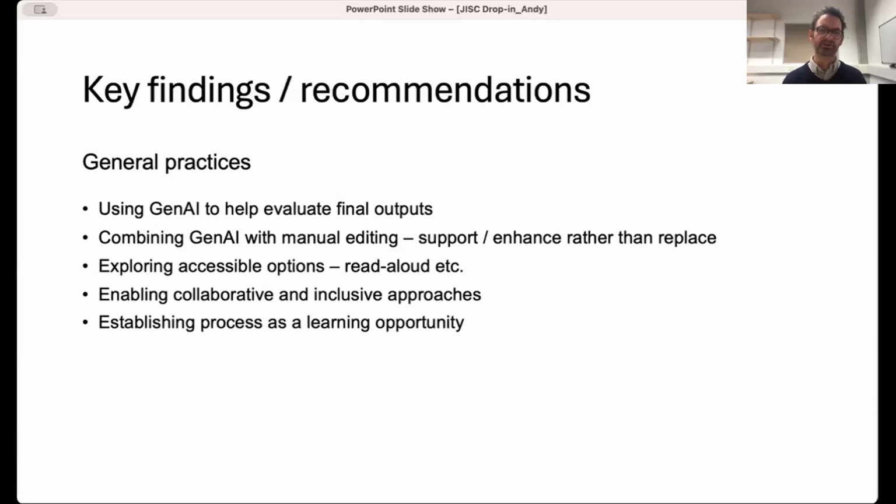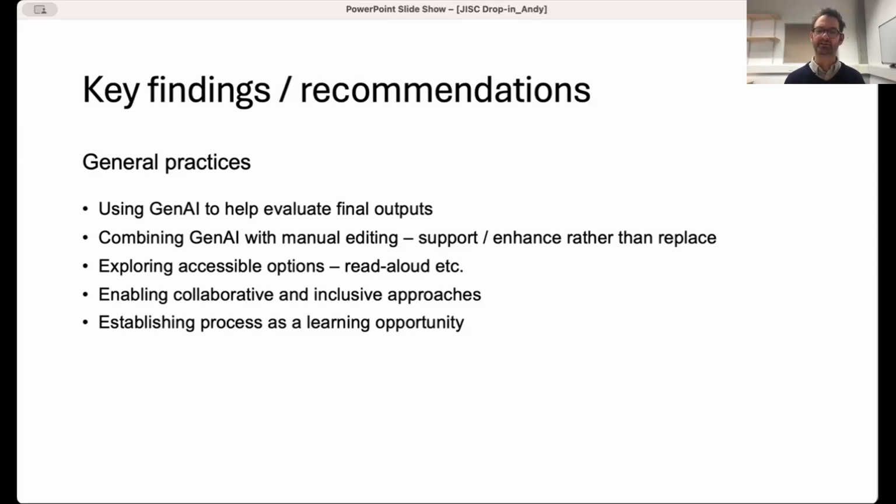And in terms of more general practices, we can use Gen AI tools to help evaluate the final output. So when we do come up with a final summary or whatever, we can actually use the tools to evaluate them in different ways, which is interesting. I've already mentioned the manual tasks and editing alongside what these tools are producing.